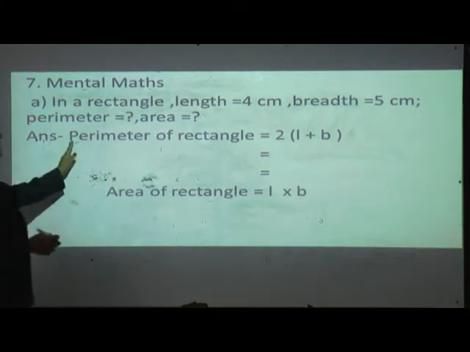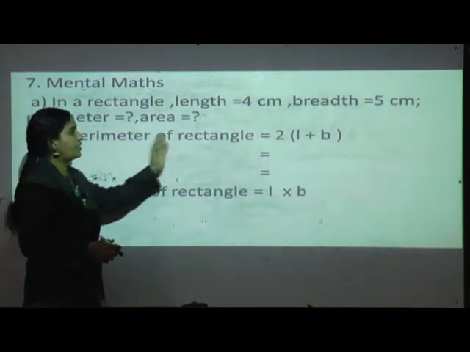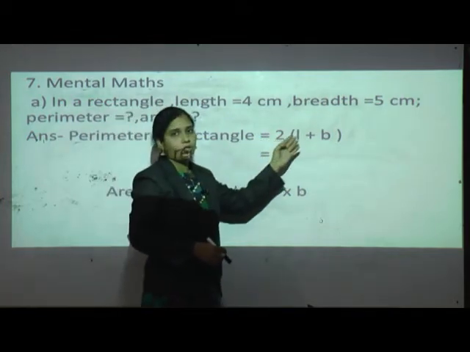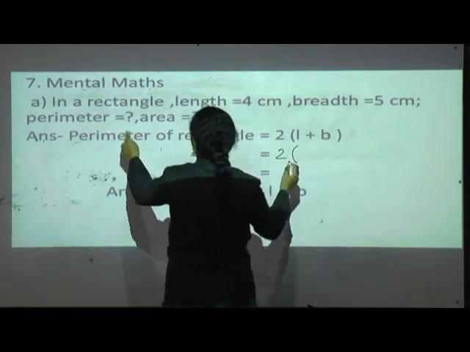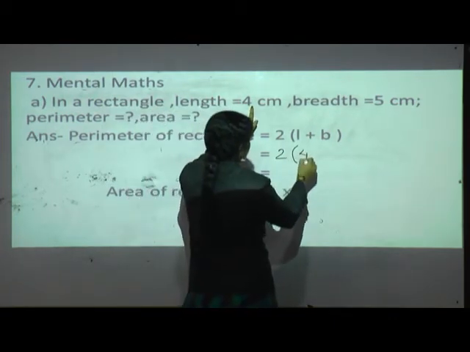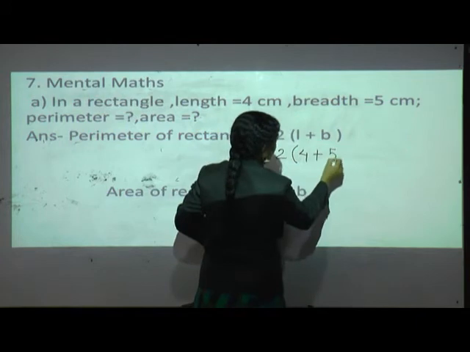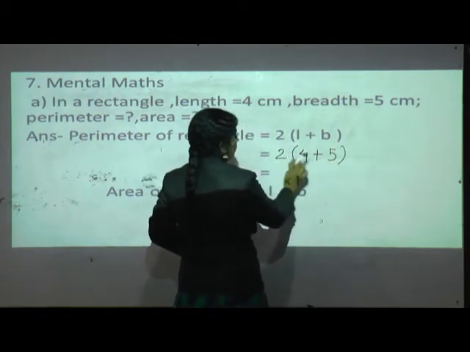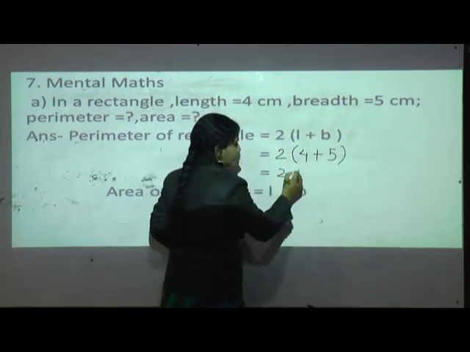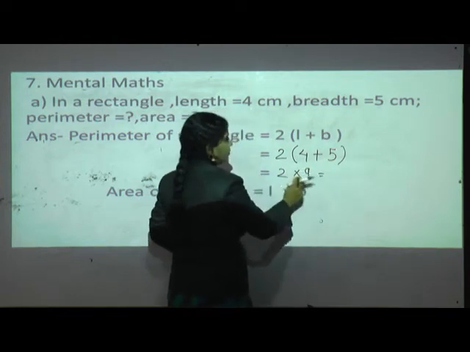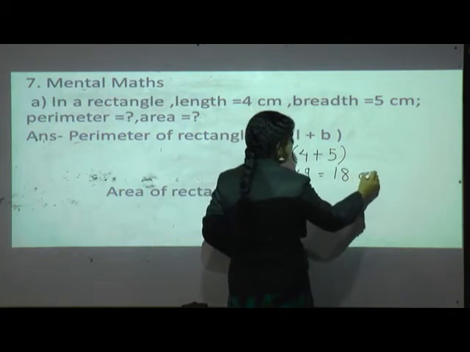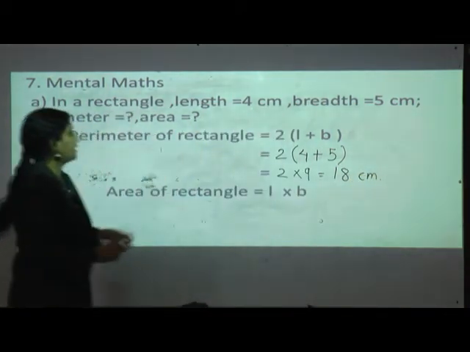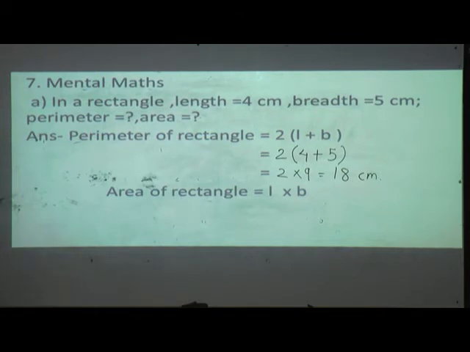So use the formula, write the formula. Perimeter of a rectangle is equal to 2 into bracket L plus B. So here L is 4 plus B is 5. 2 into 4 plus 5, 9. So multiply 2 and 9, so we will get 18 centimeter. So the perimeter of a rectangle is 18 centimeter.